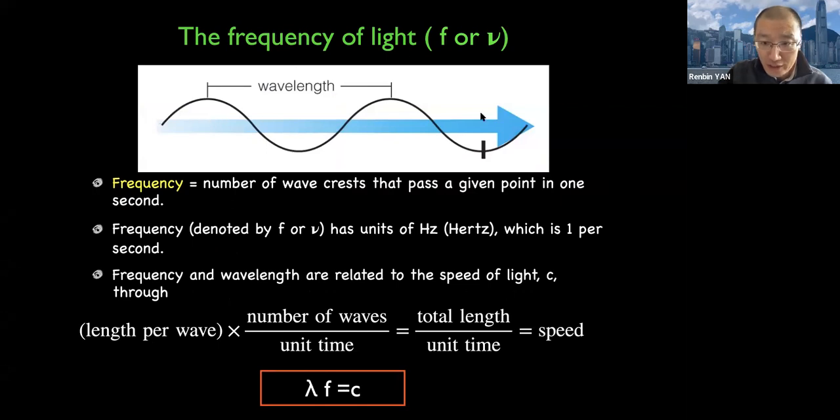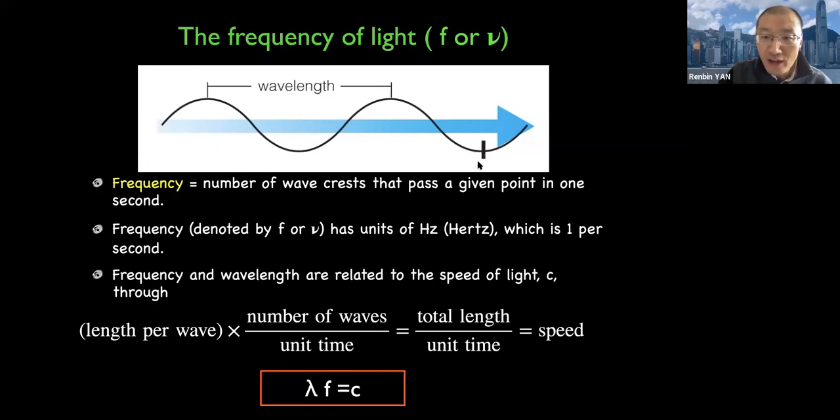When the wave is traveling, you can put down a marker at any place in space, and then you just count how many waves pass through you every second. You count how many crests you have every second, or how many troughs you have every second. Either way, either the crests or the troughs, but not both at the same time. The number of wave crests that pass a given point in space in 1 second is defined to be the frequency of the wave.